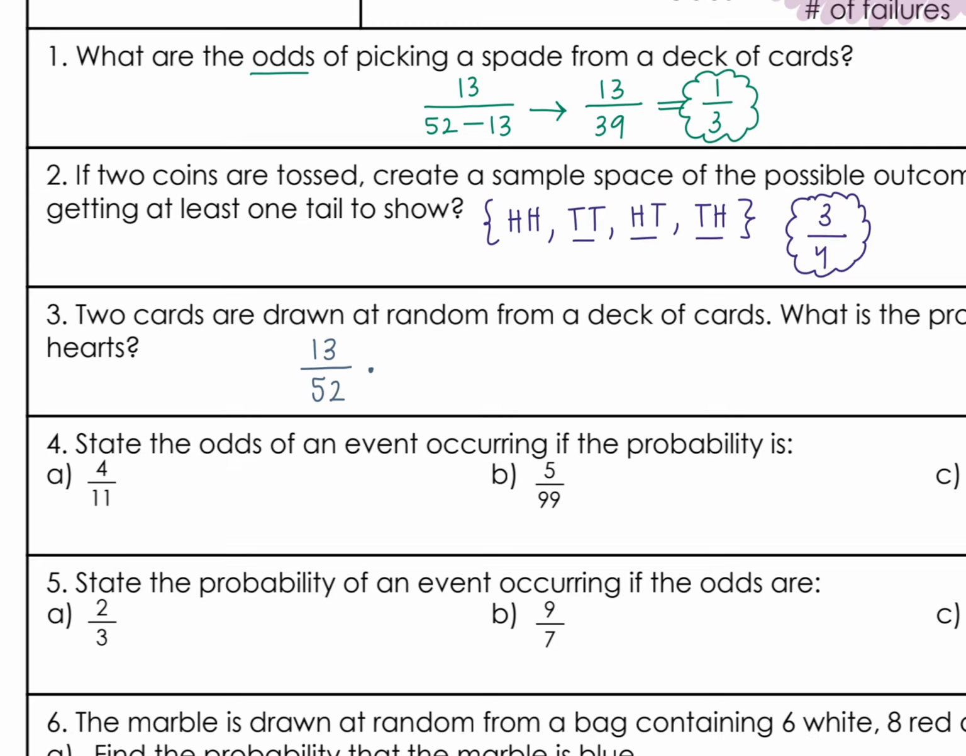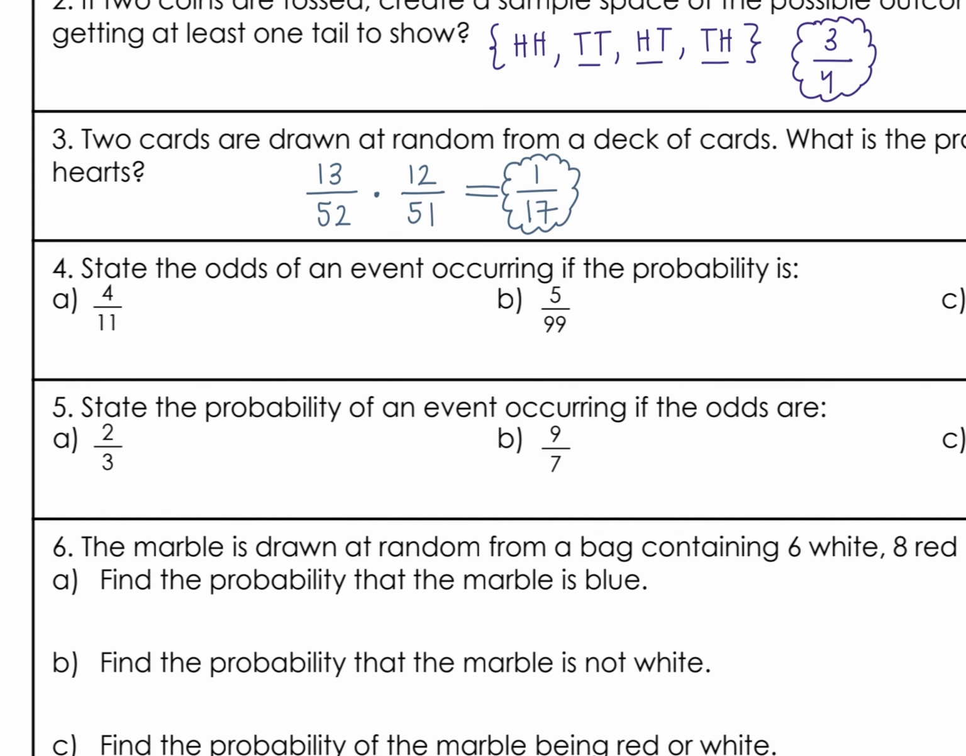Now, the thing we have to think about, and so for my class, we automatically assume that something is not being replaced unless they tell us otherwise. So when I go to draw again, I'm now going to have 12 hearts because I've already drawn one, over 51 cards total. Okay, and so when I multiply these two together, I'm just going to get 1 over 17. Sorry, I just plugged in those 2 fractions into my calculator, and this is the reduced final answer that they gave me.